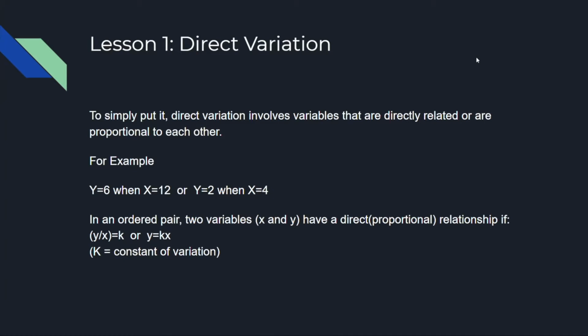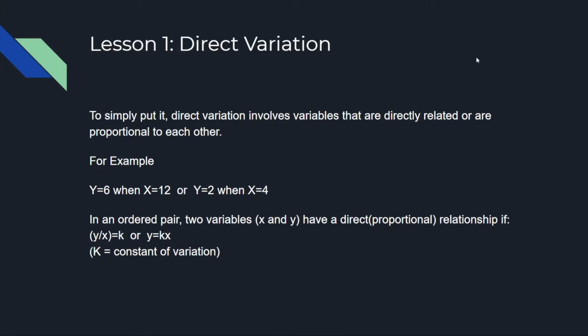To simply put it, direct variation involves variables that are directly related or are proportional to each other. For example, y equals 6 when x equals 12, or y equals 2 when x equals 4. In an ordered pair, two variables have a direct relationship if y divided by x equals k, or y equals k times x. K is the constant of variation.